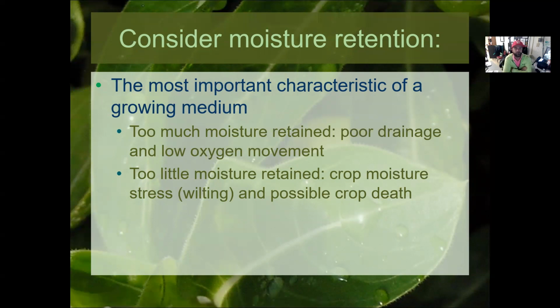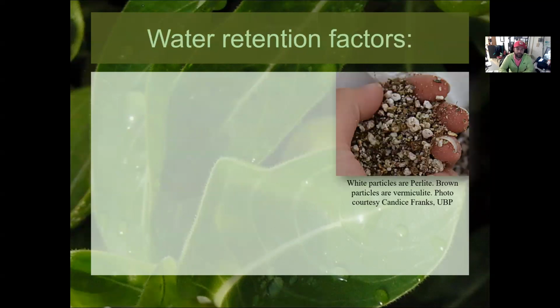Too little moisture retained means crop moisture stress and possible crop death. So you need to get that moisture in there. Water is one of the most important things you can get to the plants, water and air. So if you can continually have those flowing through there over your roots, then you're going to have good growth. So some other factors, before I get into this, if we take a look at the picture here on the right, those little white particles are perlite, those are going to help your soil get some air down into them.